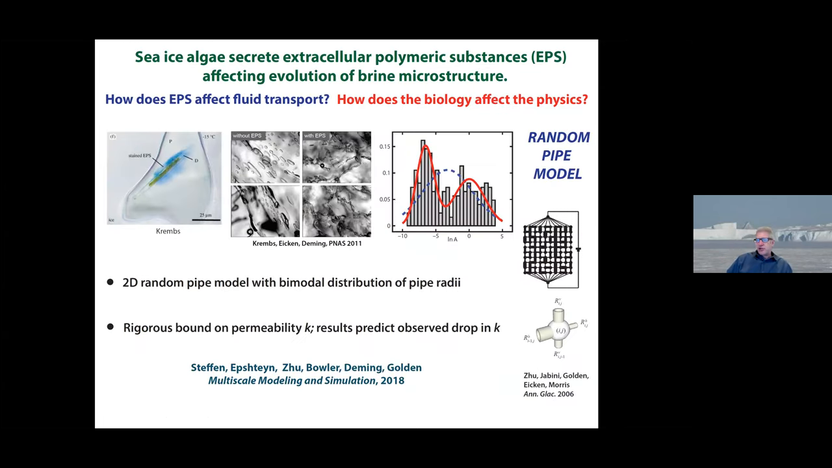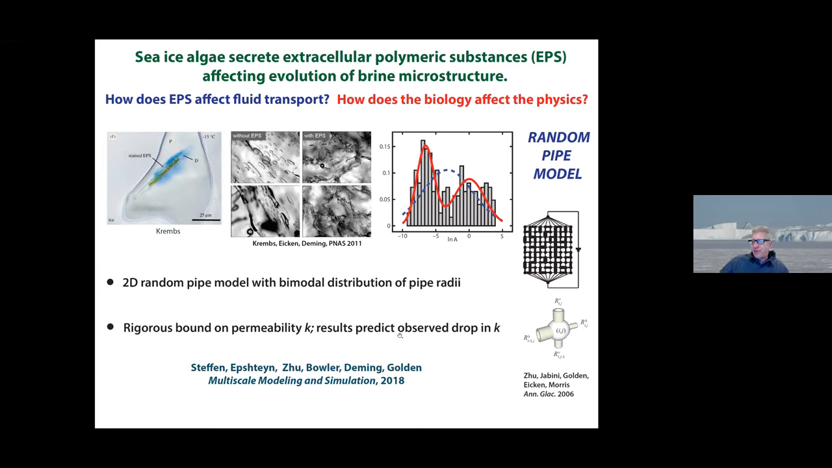Okay, so now this is all well and good, but how about if you have algae? If you have algae, one of the survival techniques that they use is to secrete what's called extracellular polymeric substances, like algal goop, to protect them from this extreme environment with extreme variations in salinity and temperature. And so this is a picture of it. There you see an algal cell surrounded by its goop, but this changes the microstructure from a classic log normal for the cross-sectional areas of the brine inclusions to a bimodal.